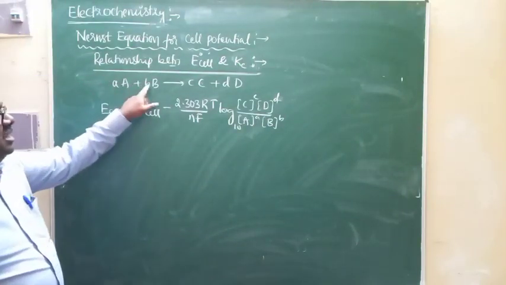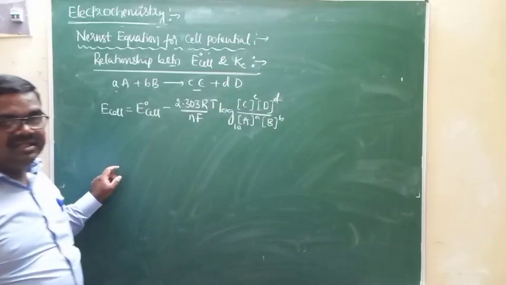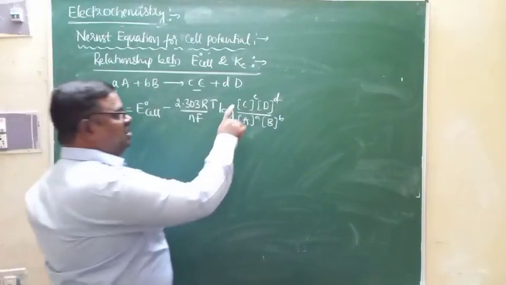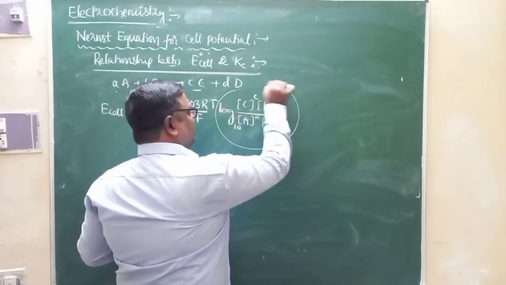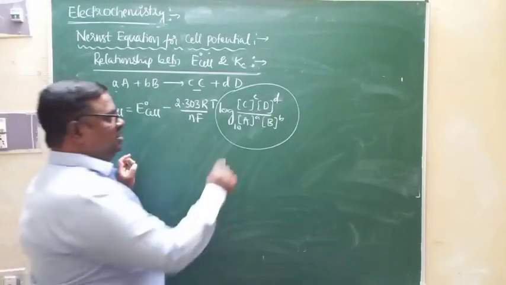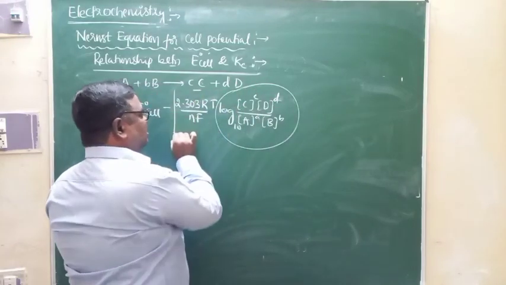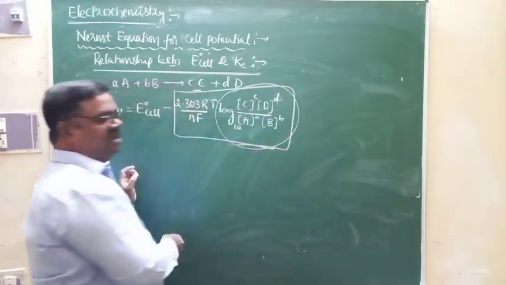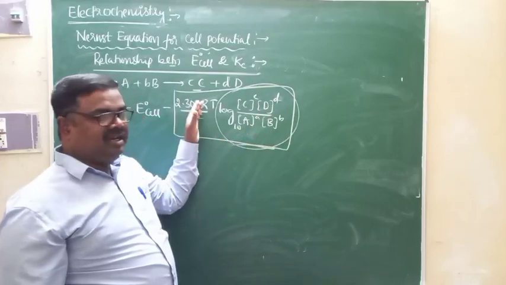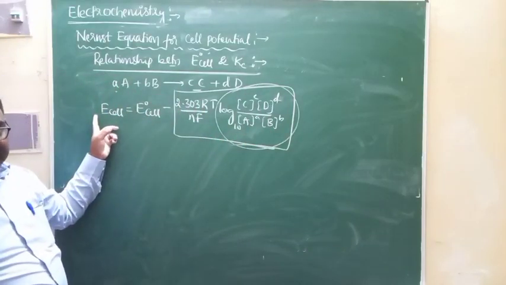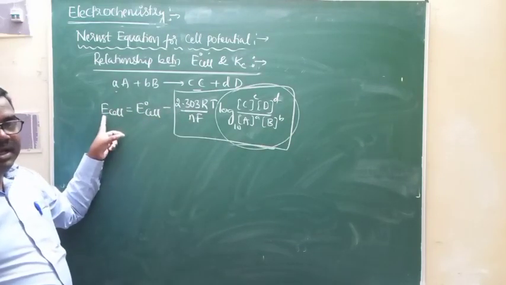Just imagine, as the chemical reaction proceeds, the concentration of C and D increases and that of A and B decreases. So the value of this particular expression increases. If the value of this expression increases, E of cell decreases, because E naught minus this value keeps getting smaller.